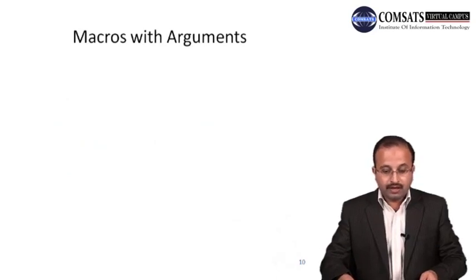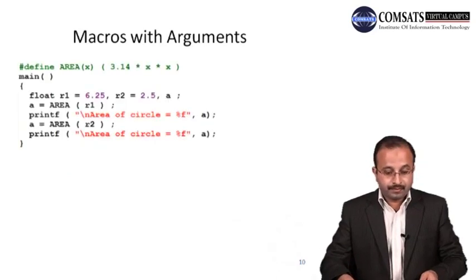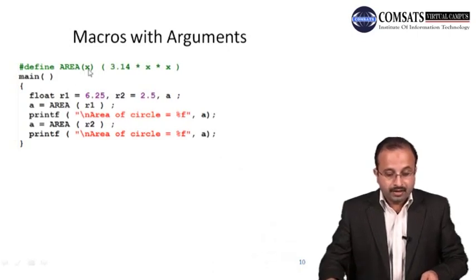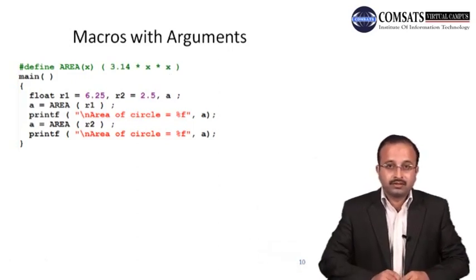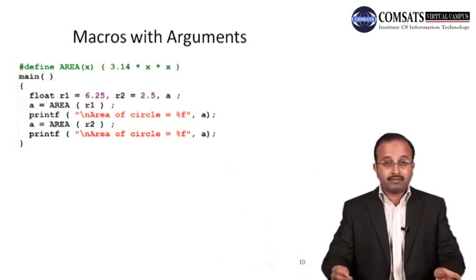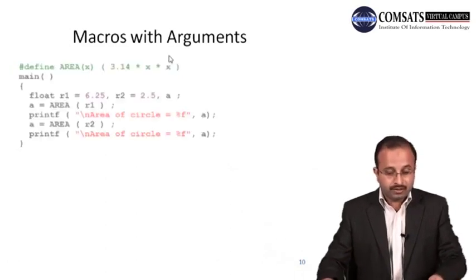Now let's see macros with arguments. We have defined a macro AREA and the argument to the macro is x, and what is x? 3.14 multiplied by x multiplied by x. So that is like a function call. You can write a function area whose parameter is x, and you can have a formula in that function and print that value or return that value.